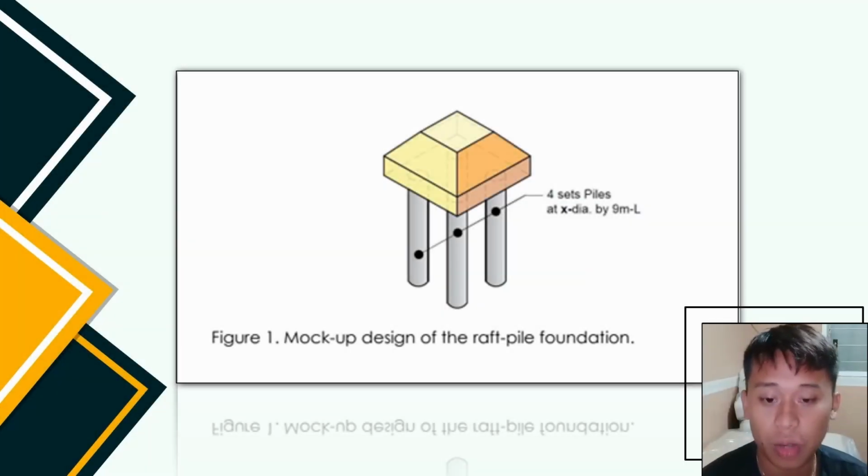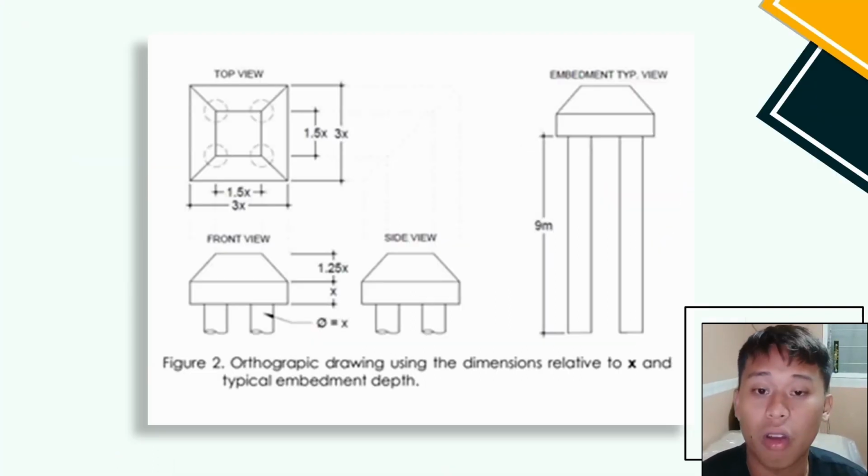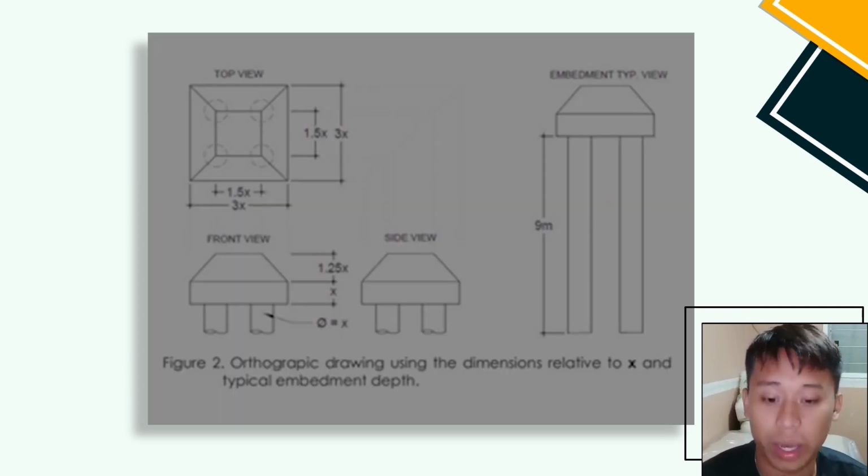As you can see in figure 1, it's the mock-up design of the rock pile foundation, and we can see that it has 4 sets of piles. And here in figure 2, we can see the orthographic drawing with dimensions that are relative to x.